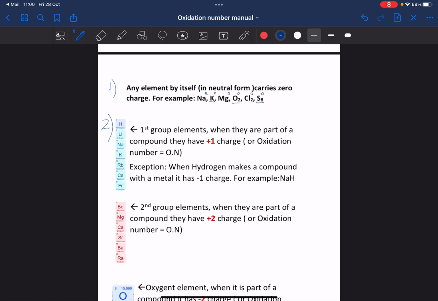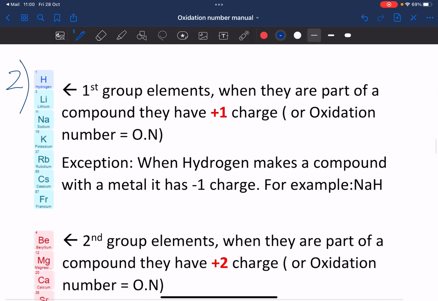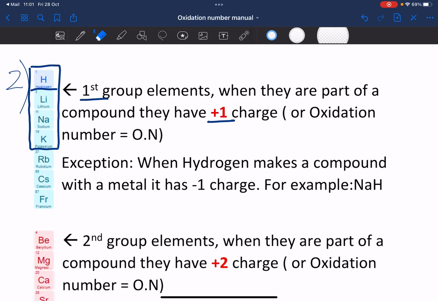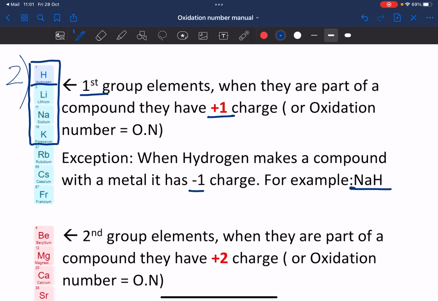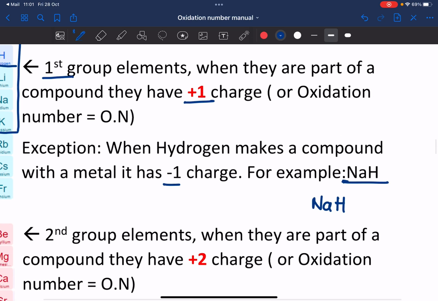It is the second rule we have here. First group elements, they are part of a compound, they have +1 charge. So I want you guys to check out these four: hydrogen, lithium, sodium, potassium. Sometimes hydrogen has an exception, but these other three guys, they're always +1. The only exception where we have a negative charge for hydrogen is when we combine with metals. Okay, so because sodium is always +1, we're gonna have hydrogen different in here.